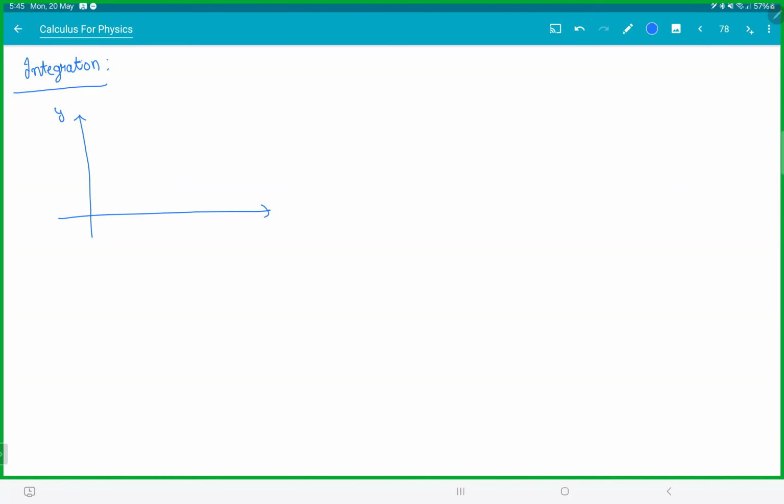Let's say if you have a curve, let's say you have a straight line.